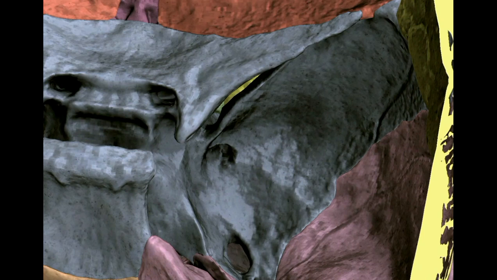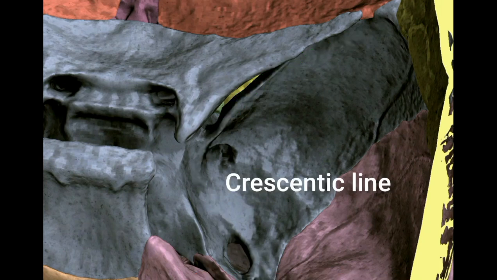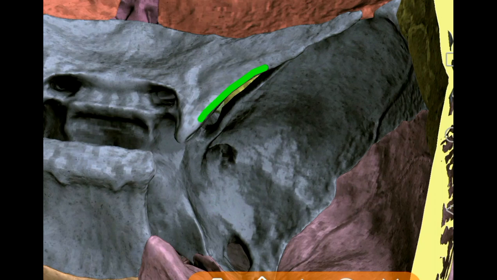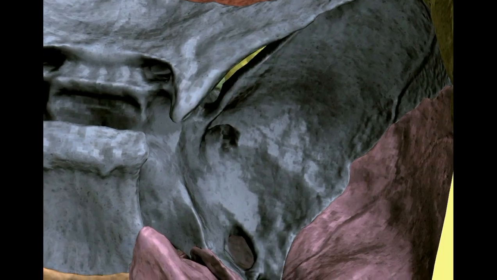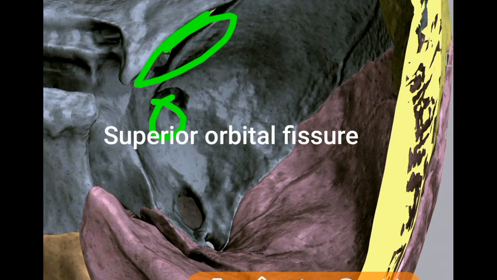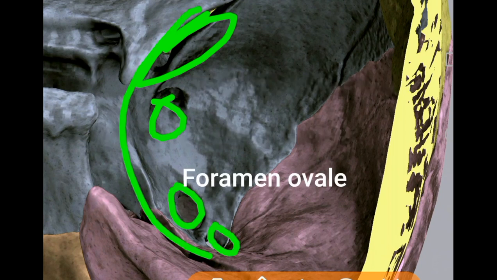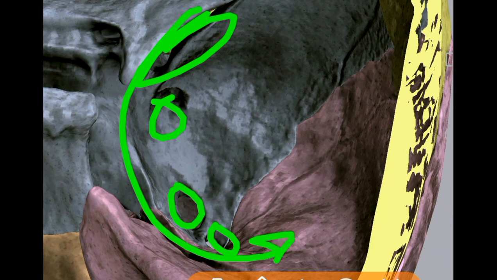Along this crescentic line, it presents 4 openings here, that is the superior orbital fissure between the lesser wing and greater wing, foramen rotundum, foramen ovale, and just behind foramen ovale, foramen spinosum. That is superior orbital fissure, foramen rotundum, foramen ovale, foramen spinosum. It is called spinosum because it is present in front of the spine of sphenoid. The spine of sphenoid you see in the base of the skull, not in the interior here.